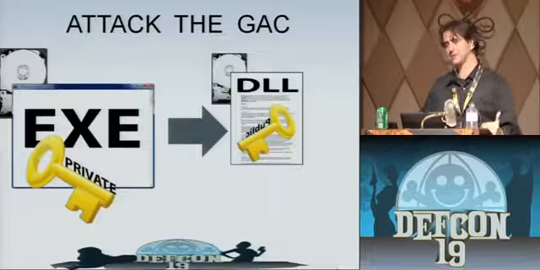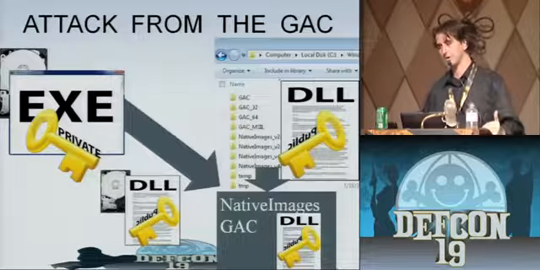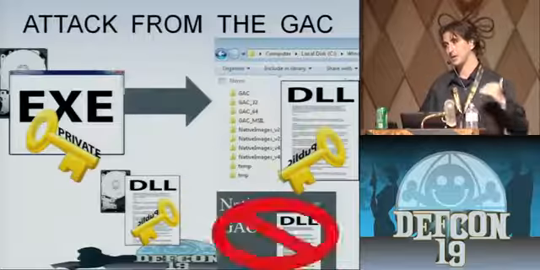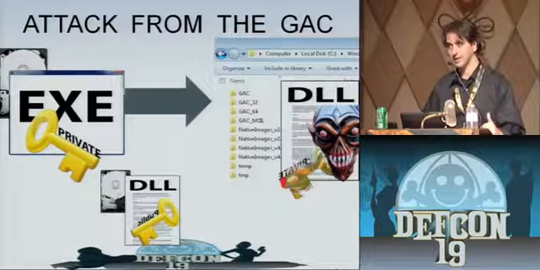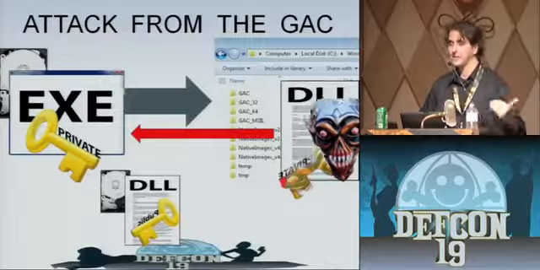When you call an executable, it puts its DLLs in the GAC. It then turns it into a native image. You delete the native image, replace it in the GAC, and then hack. So you destroy the native image. You have your application attacking in the GAC, not on disk. So it is calling into the GAC. It's attacking out of the GAC.